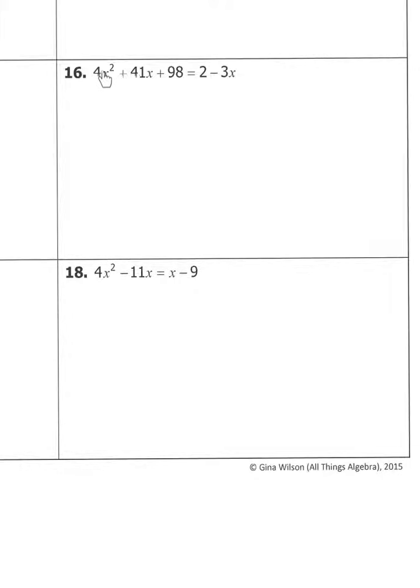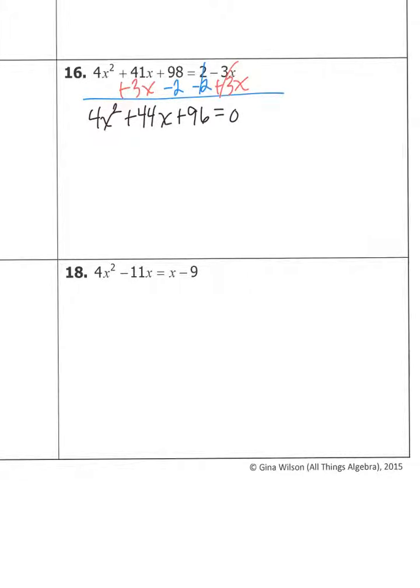So here's my highest degree term. It is the only x squared term, and it is positive. So that means these two things are moving over here. So I'm going to move the 2 by subtracting 2 and subtracting 2. I'm going to move the negative 3x by adding 3x and adding 3x. So I get a 4x squared plus 44x plus 96 is equal to 0.